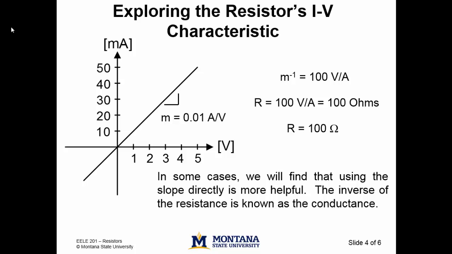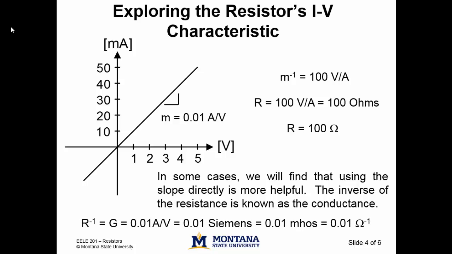While we will typically use resistance to characterize a resistor, sometimes we will find it's helpful actually to look at the inverse of resistance, which obviously was the slope of the IV characteristic. The inverse of the resistance is known as conductance and has units of Siemens or mhos. That's ohm backwards.